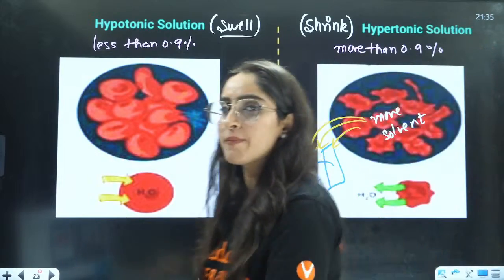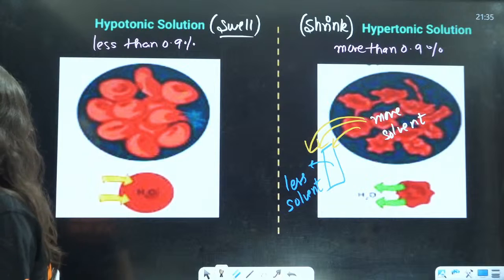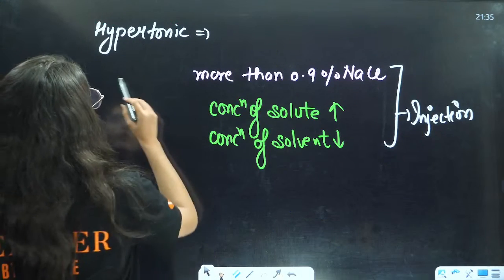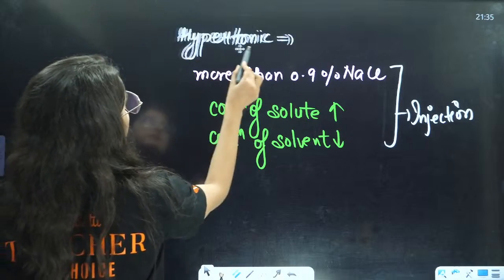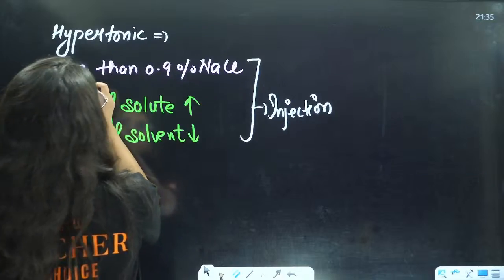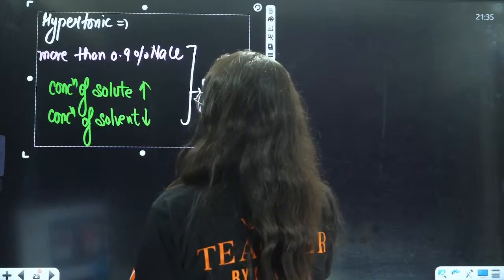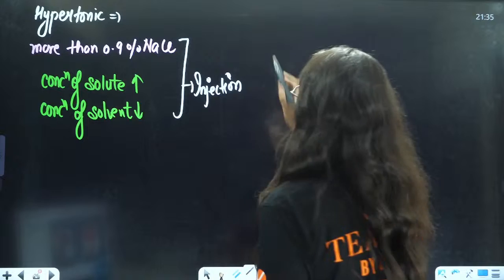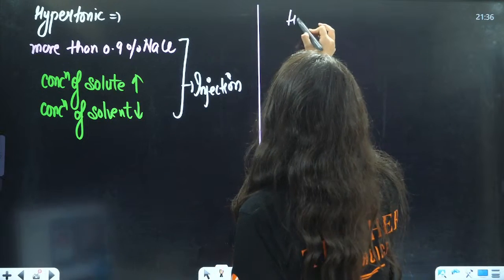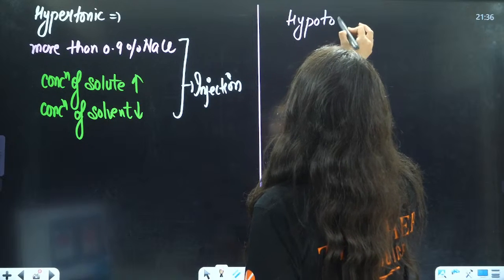Now we can also talk about why this swells. This is also a very simple fact. The same thing will happen here. If you talk about hypertonic, the same thing will happen. In hypertonic, what can happen? In hypotonic, what can happen?